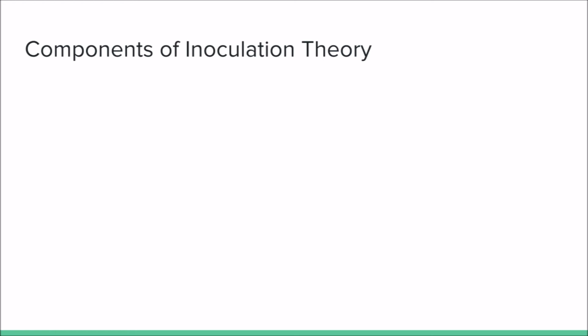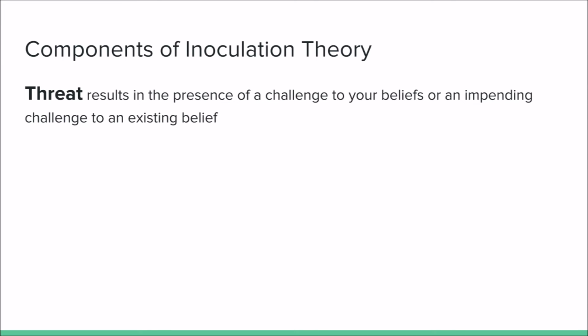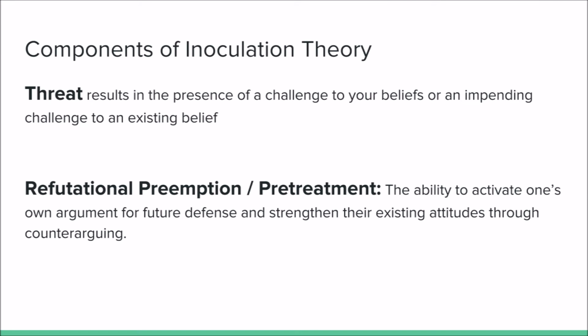This can happen through the two components of inoculation theory: threat, which results in the presence of a challenge to your beliefs or an impending challenge to an existing belief, followed by refutation or preemption or pre-treatment, the ability to activate one's own argument for future defense and then strengthen their existing attitudes through counter-arguing.